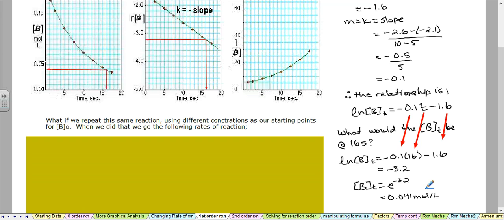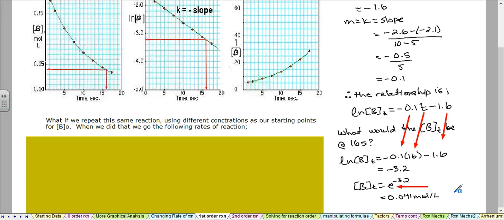Now, on your calculator, you're going to see an e to the exponent button. The only way to get rid of a ln is if you put everything to an exponent. So whatever we have numerically on this side, we have to put that to the exponent. So we can find your e button, and if you type in e to the exponent minus 3.2, you're going to get a number, and that number is going to correspond with the actual concentration for B at the time of 16 seconds. So we can get rid of the ln by using that function on our calculator.